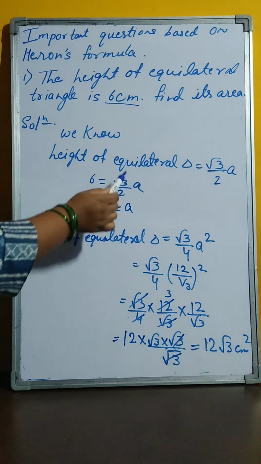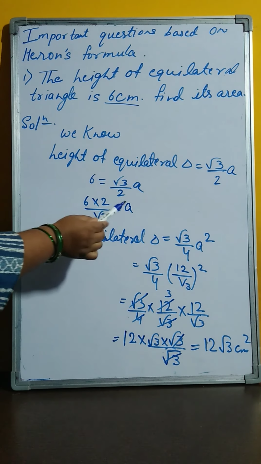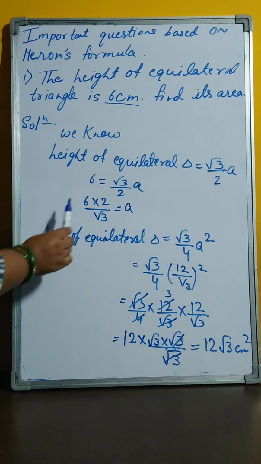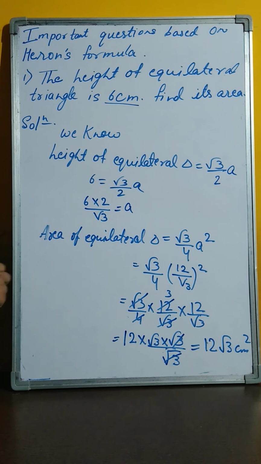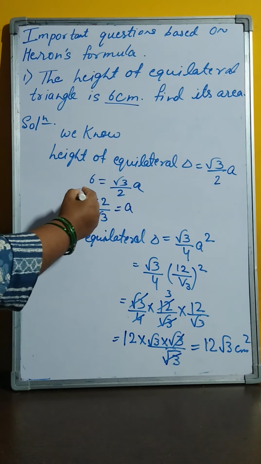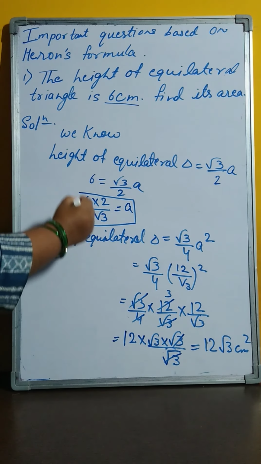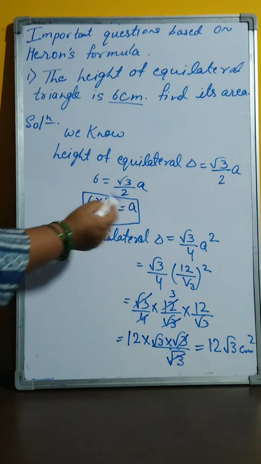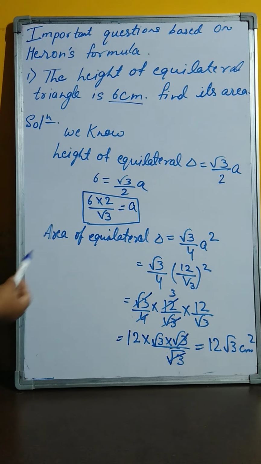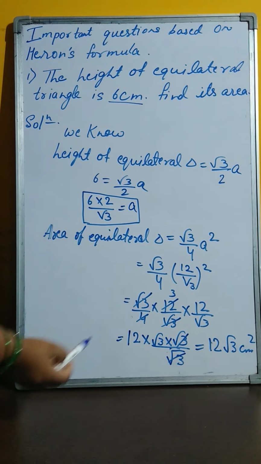So 6 is equal to √3 by 2 a. So a will be, this 2 will come this side, it is 6 into 2 by √3. Now we got the value of the side of the triangle. Now this value of the side of the triangle will be used in the formula for the area of an equilateral triangle, which is √3 by 4 a square.